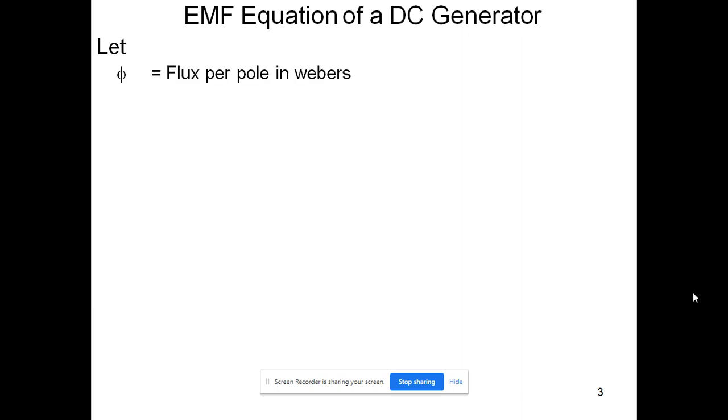Now let flux phi be the flux per pole in Webers. This flux is invisible, and this flux starts from the north pole and it terminates at south pole. The units of this flux is Webers and it is indicated by phi.